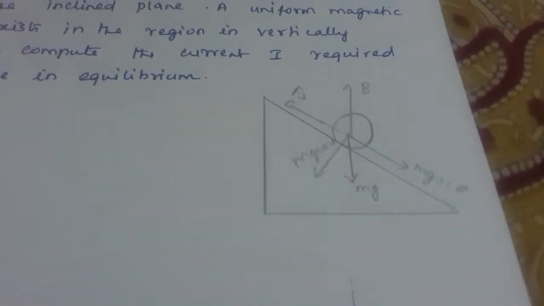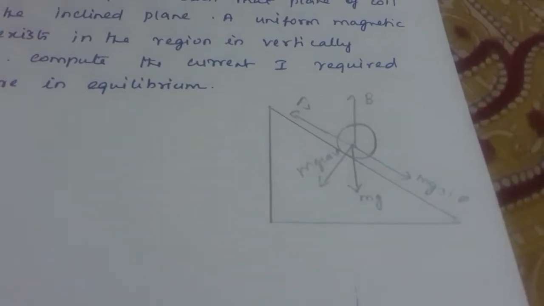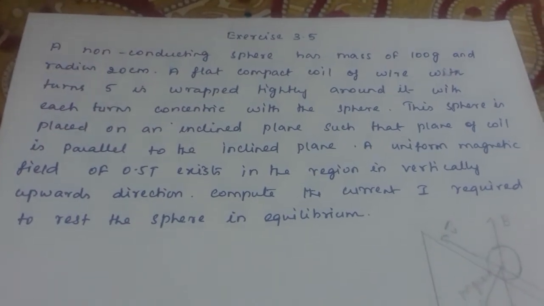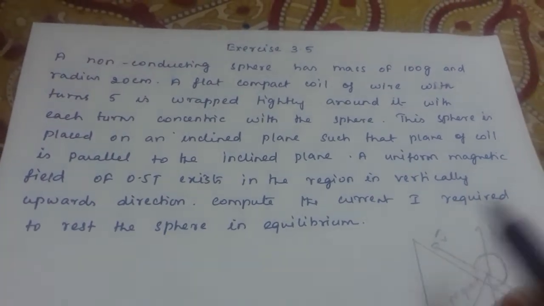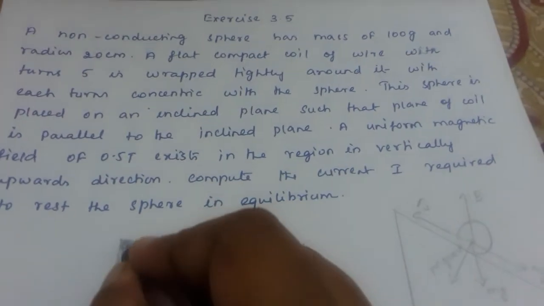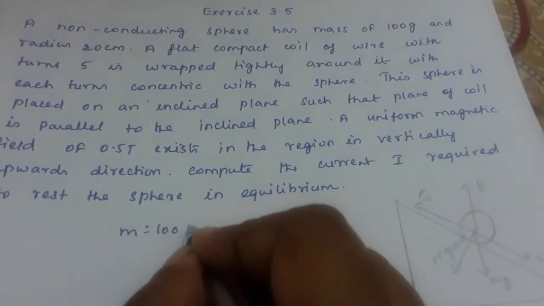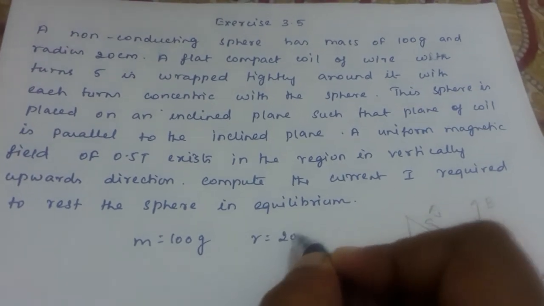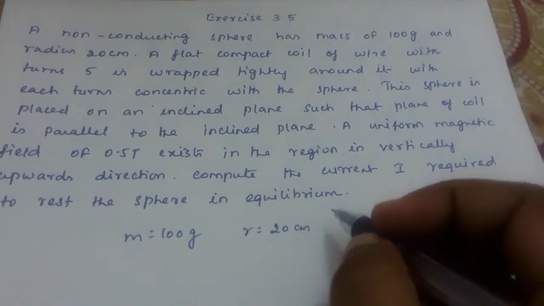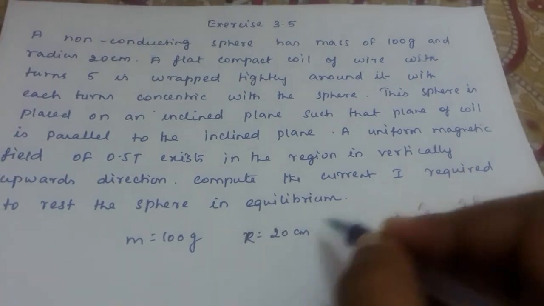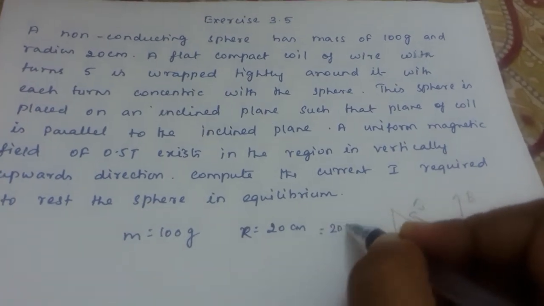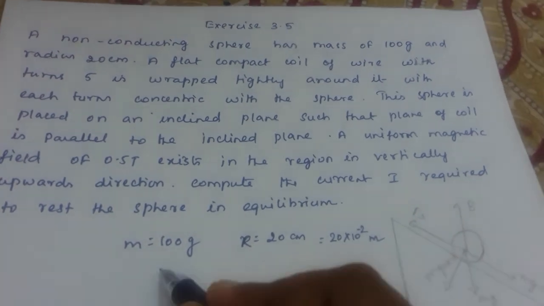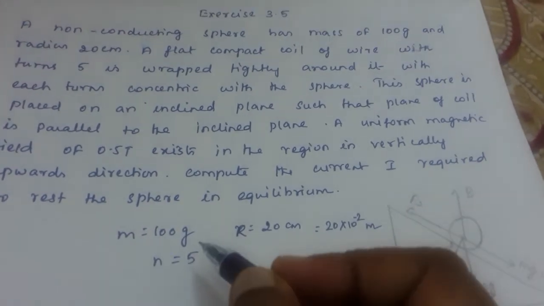Now this is your diagram. Okay. Now here a non-conducting sphere has mass 100 grams. So the mass of the sphere is given as 100 gram. And the radius is given as 20 centimeter. So we can take it as capital R, that is 20 into 10 raised to minus 2 meter. Okay. The number of turns is taken as 5.